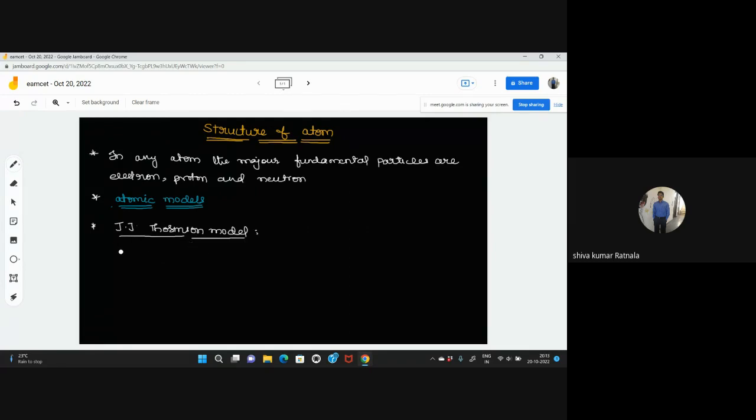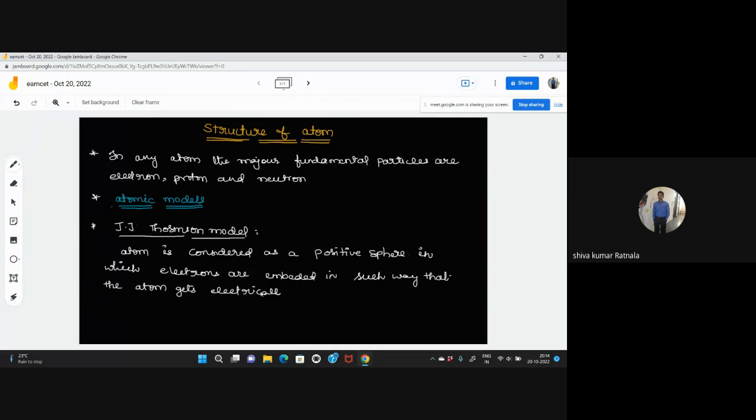In the Thomson model, he said that the atom is considered as a positive sphere in which electrons are embedded in such a way that the atom becomes electrically neutral.